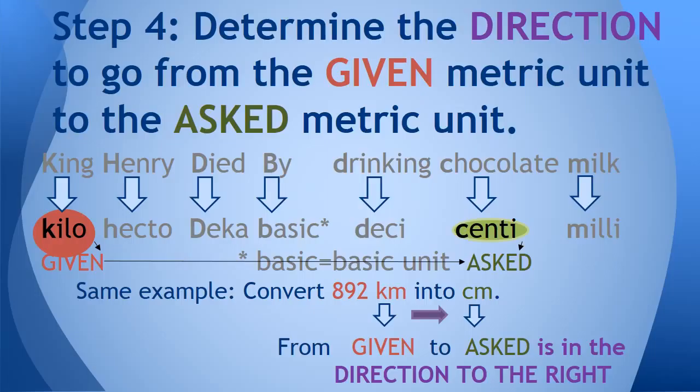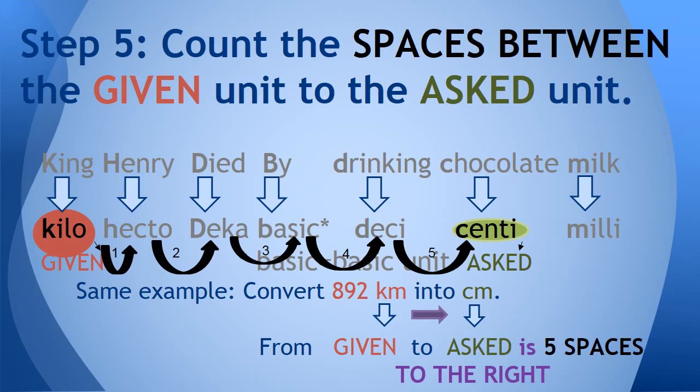Step 4. Determine the direction to go from your given metric unit to your asked metric unit. Looking at the order of metric prefixes, your given metric unit is kilo. Your asked metric unit is centi. So looking at the order of the metric prefixes, kilo is the first metric prefix, and you're going to the right to get to your asked metric prefix, centi. So the direction is to the right.